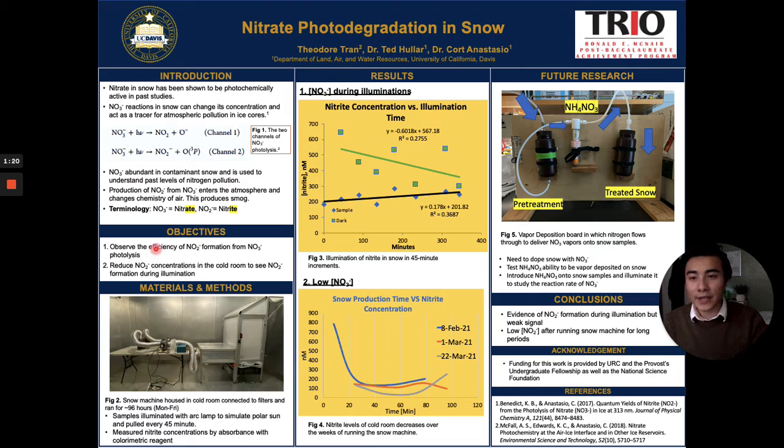But in order to do that, we had to find a way to reduce the nitrite concentration that's already in our cold room, so that we can accurately see nitrite formation during illumination. In figure 2, this is our cold room, which houses our snow making machine. From the left, we have these black canisters, which are our filters, connected to these fans, which circulate air from the cold room and pass it through this chamber.